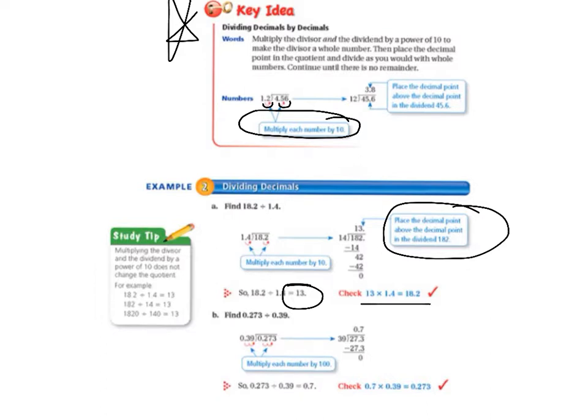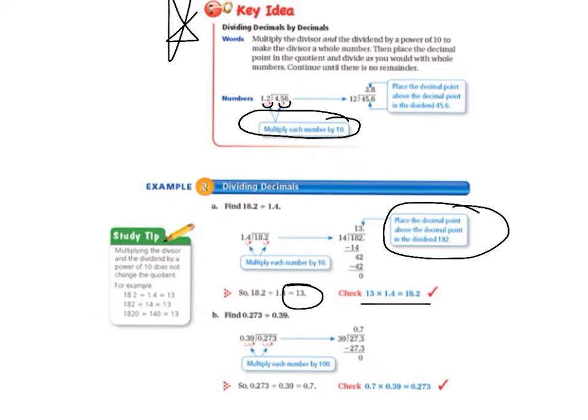273 thousandths divided by 39 hundredths. So in this one, you have to move your decimal point 2 places to the right to get 39 hundredths to be a whole number. So you're turning that into 39. And then you have to move your decimal point 2 places to the right in your dividend as well. So your new problem is 27 and 3/10 divided by 39.